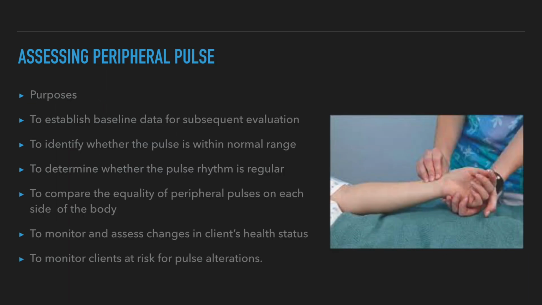Assessing peripheral pulse. Purposes for assessing the peripheral pulses are: 1. To establish baseline data for subsequent evaluation. 2. To identify whether the pulse is within normal range. 3. To determine whether the pulse rhythm is regular. 4. To compare the equality of peripheral pulses on each side of the body. 5. To monitor and assess changes in clients' health status.